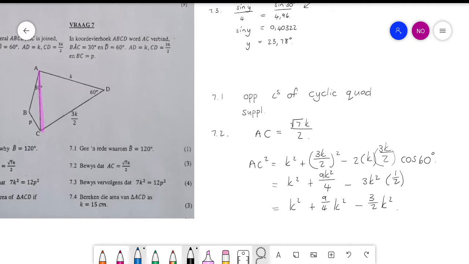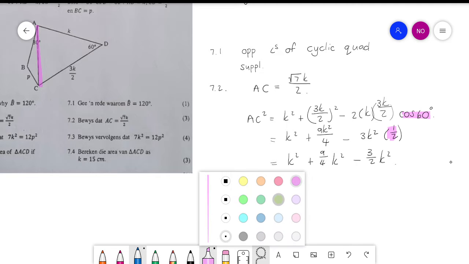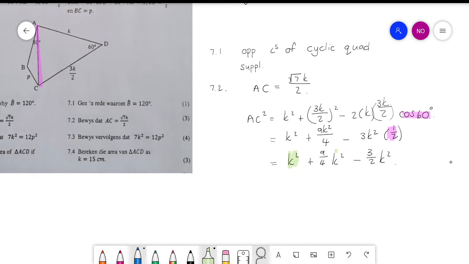Do you guys know that cos of 60 is equal to half? Yeah. If you don't know it, then type it into your calculator. Algebra. Do you guys see that this and this and that, all of them are like terms? What can you do with like terms? And now you can get out your calculator.